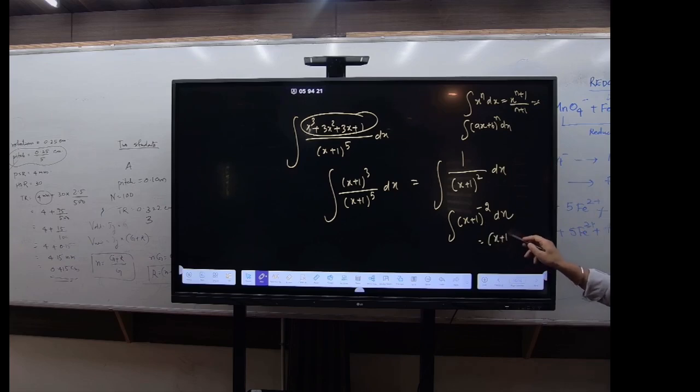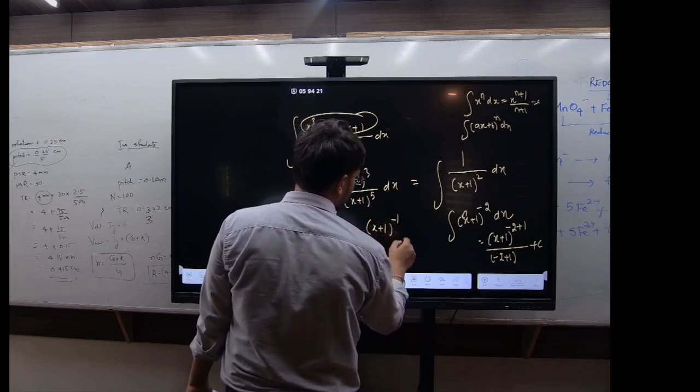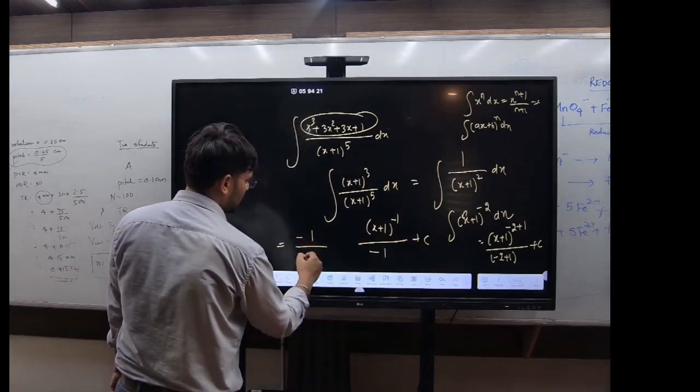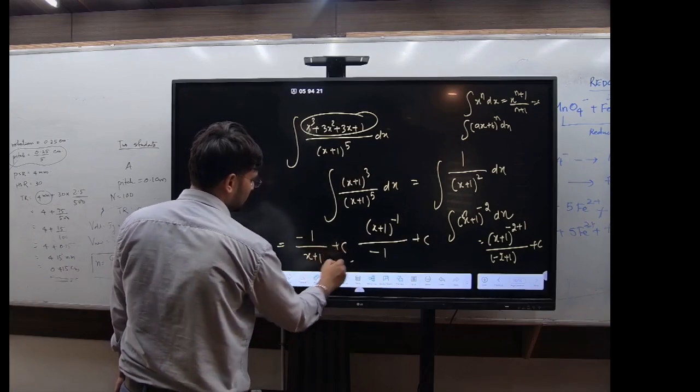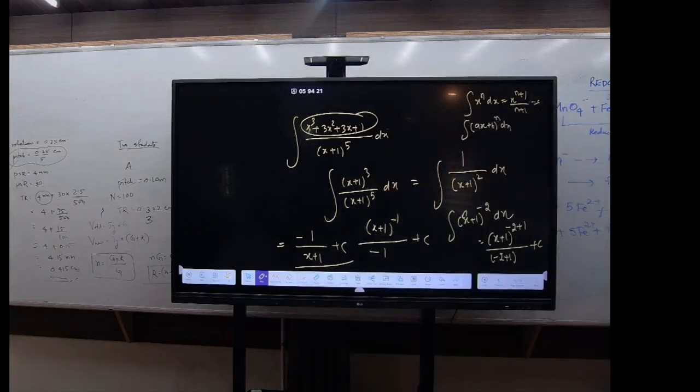The answer is x plus 1 to the power minus 2 plus 1, divided by minus 2 plus 1. Always check the coefficient of x: it is 1, so no need to divide. Plus c. Now x plus 1 to the power minus 1 divided by minus 1 plus c, so it is minus 1 by x plus 1 plus c. Yes or no? So option number 1. Is that understood? Now see question number 8.